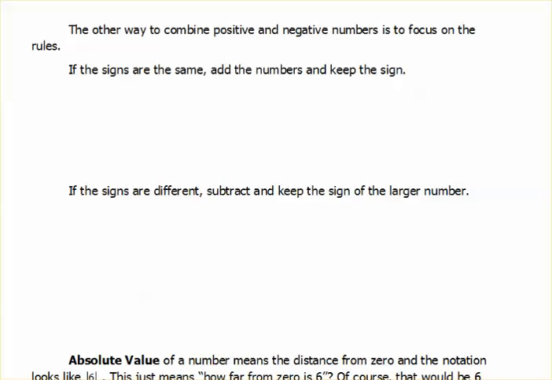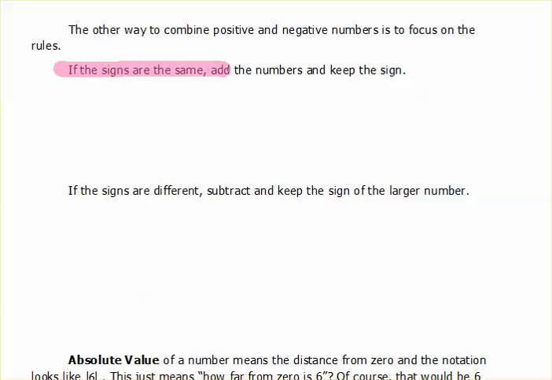Now, the other way to combine positive and negative numbers is just to focus on the rules. We have 2 rules that tell us exactly what to do when we're combining positive and negative numbers, or adding and subtracting, for lack of a better word. If the signs are the same, you add the numbers and keep the sign. So that's our number 1 rule.